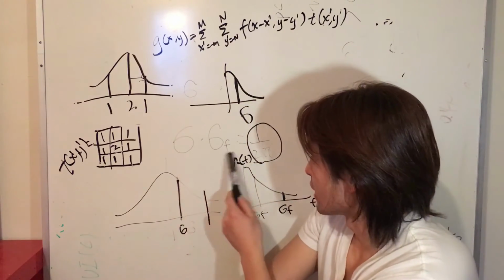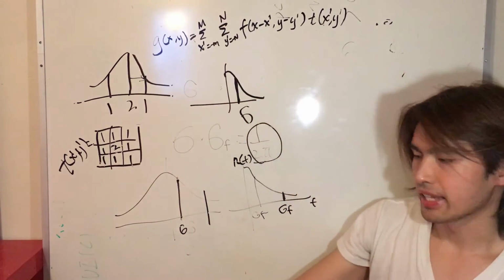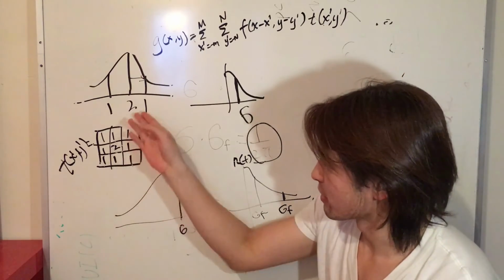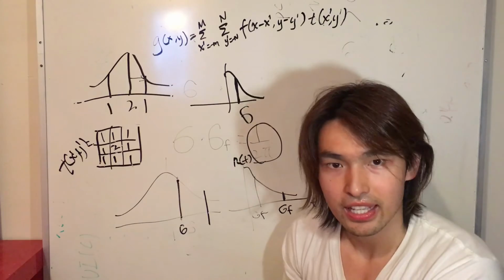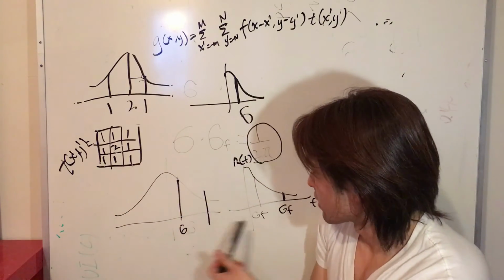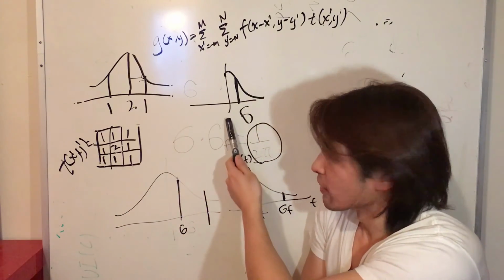So we have this relationship here. And that's the relationship between a Gaussian filter and a low-pass filter. They are the same thing, but now we just have another way to look at it in the frequency domain.